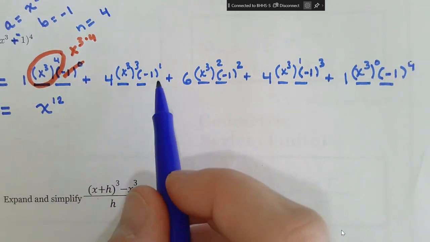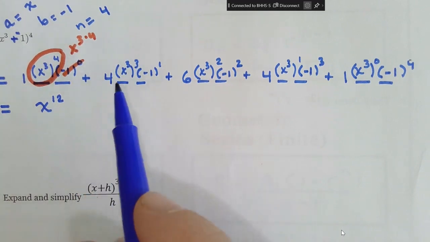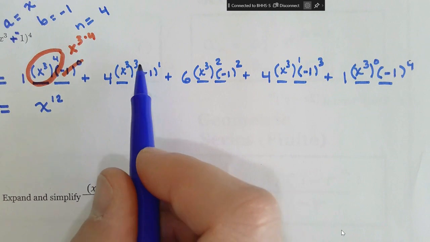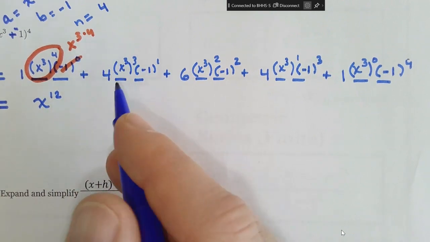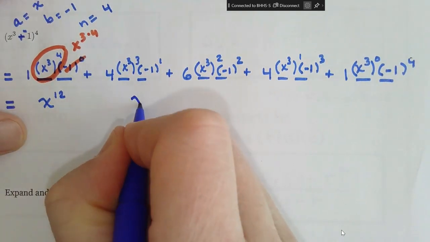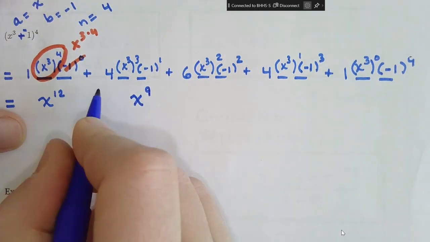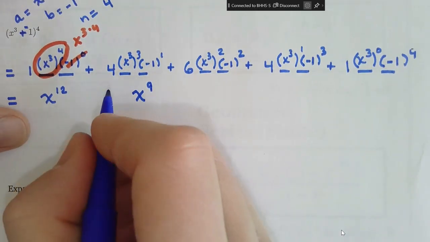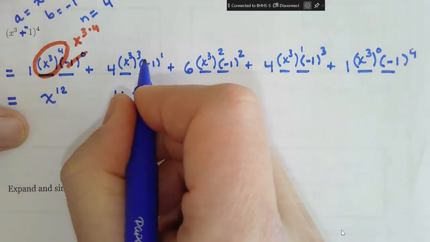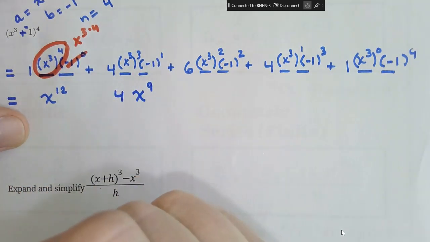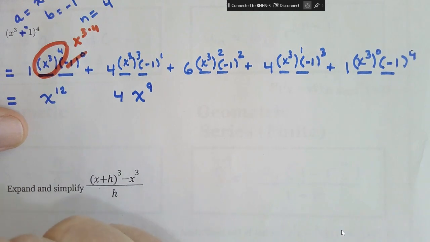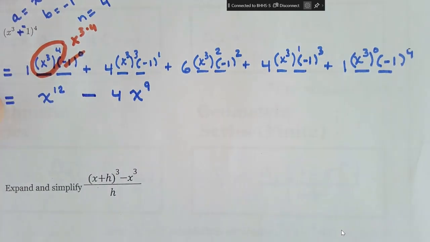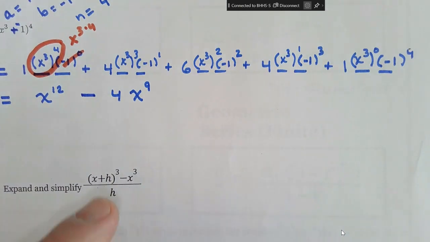I'm going to call on you guys as we're going through the terms. Let's go to Jacob on this one. Jacob, what's our second term going to be? This is x to the power of 9. I agree with the exponent. What about the coefficient here? Times by 4. Okay. And then what about the negative 1 to the first power? Just stays the same. Okay. Times by 4, so just negative 4. Okay, so that'll be minus. That looks good.